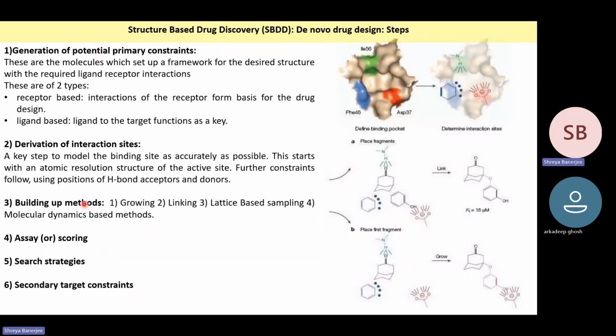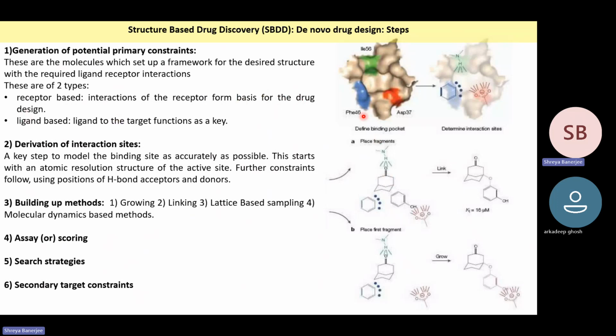Now we look at the steps involved in this structure-based drug design. The first is the generation of potential primary constraints. These are the molecules which set up a framework for the desired structure with the required ligand-receptor interactions. So there can be two types of potential primary constraint. One is based on the receptor, that is, the interaction of the receptor forms the basis for the drug design.